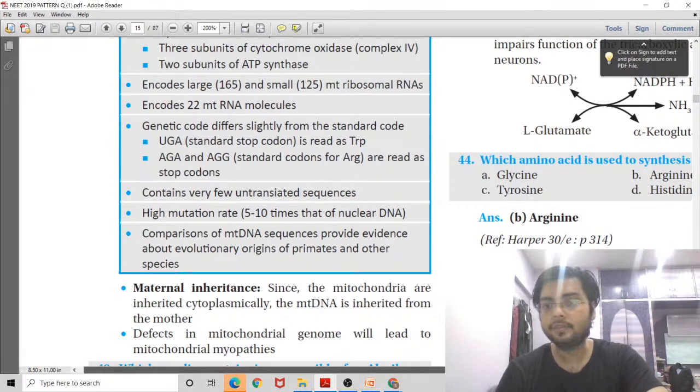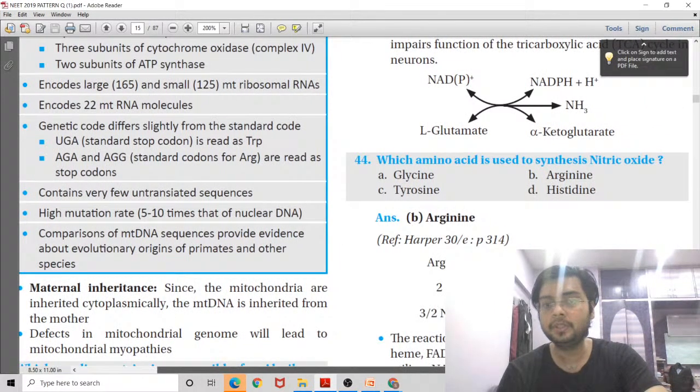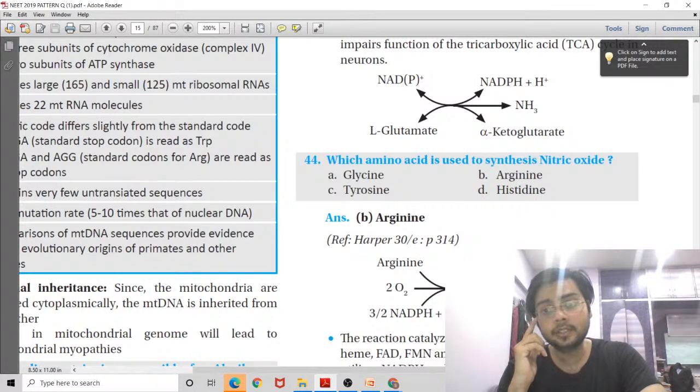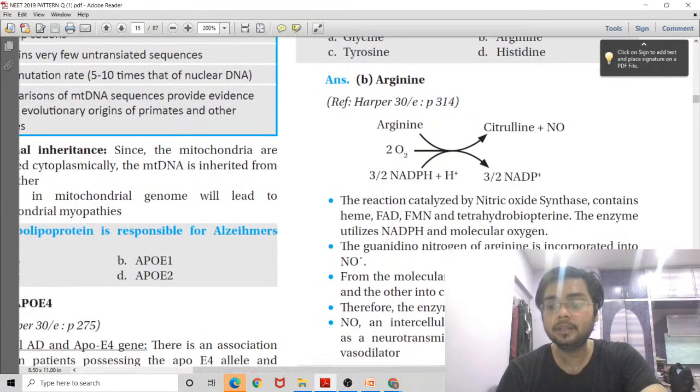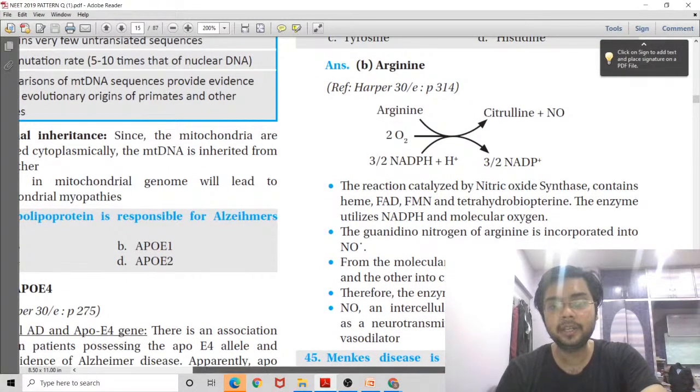Again, they have asked from the amino acid only: which amino acid is used to synthesize nitric oxide, and again it is arginine. So emphasizing the topic that amino acids are really and pretty important for you.